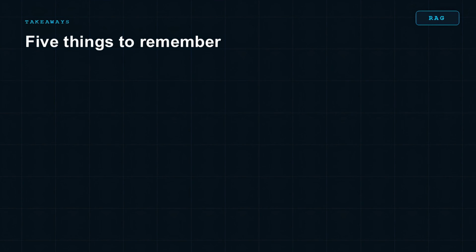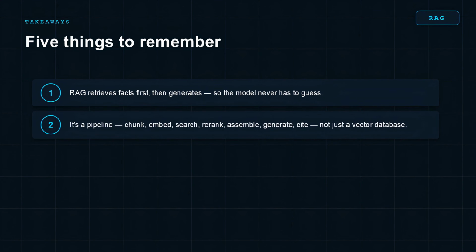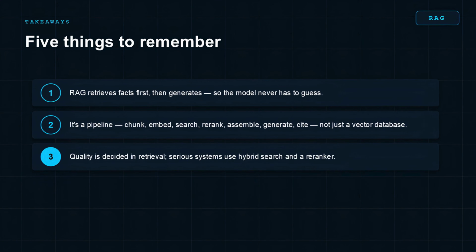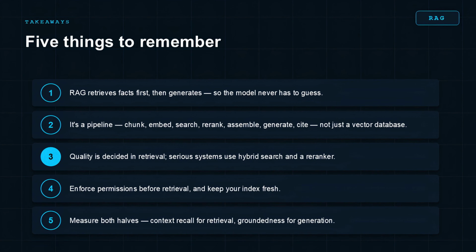5 takeaways. 1. RAG retrieves facts first, then generates, so the model never has to guess. 2. It's a pipeline. Chunk, embed, search, re-rank, assemble, generate, cite, not just a vector database. 3. Quality is decided in retrieval. Serious systems use hybrid search and a re-ranker. 4. Enforce permissions before retrieval and keep your index fresh. 5. Measure both halves. Context recall for retrieval, groundedness for generation.